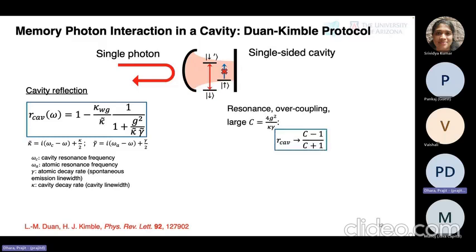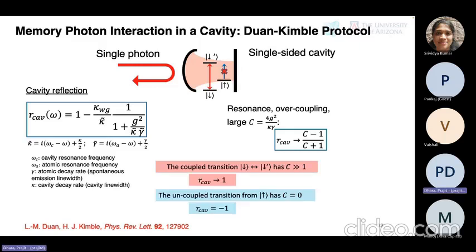What you will get is in the resonant overcoupled large cooperativity regime, where your cooperativity is 4g squared over kappa gamma, g is your cavity coupling rate, kappa is your intrinsic loss rate, and gamma is your line width of the system, your reflectivity of the cavity goes to (C minus 1) over (C plus 1) in terms of the cooperativity. So if cooperativity is much, much larger than 1, if I have a coupled transition, my reflectivity approaches 1. And if I have an uncoupled transition where cooperativity is 0, my reflectivity becomes minus 1.